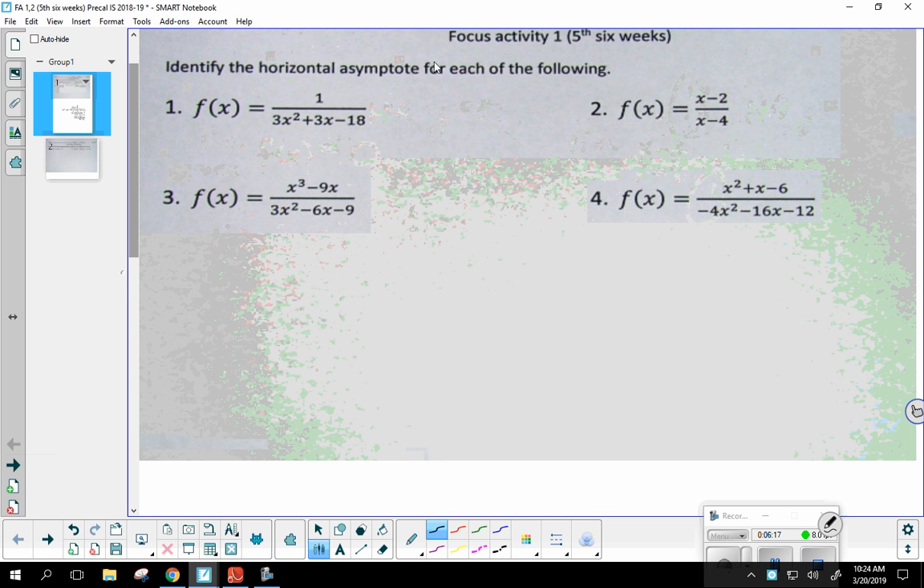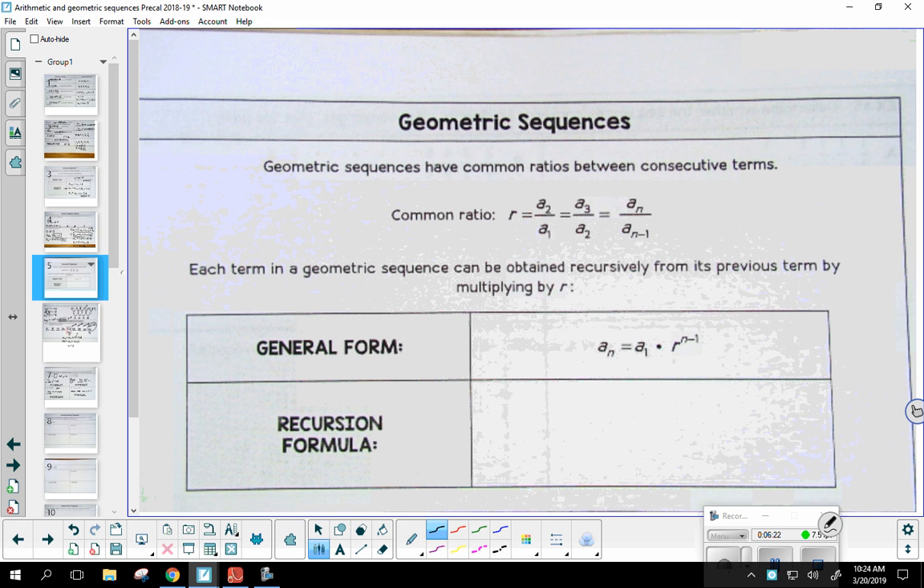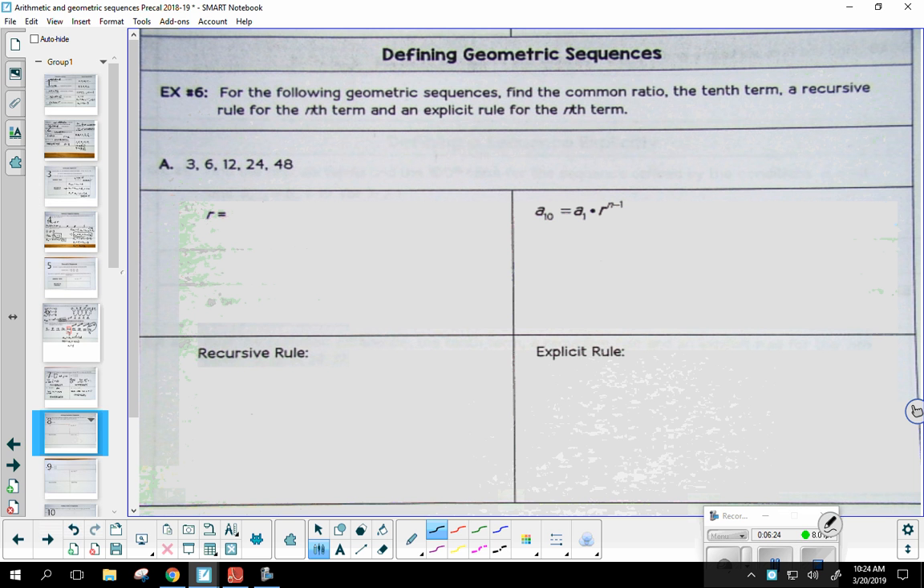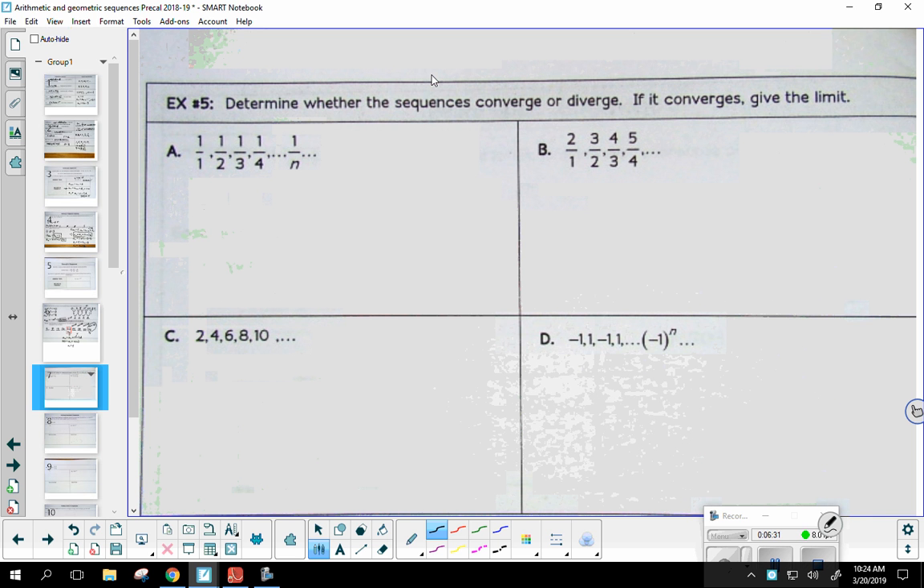Okay, so now that we reviewed that, let's go back into the notes we've been talking about. That's not it. I want... avert your eyes. There we go. I forgot to erase it for the last period. There you go. Okay, so we are on example 5 of our notes. Converging or diverging sequences. Determine whether the sequences converge or diverge. If it converges, give the limit.